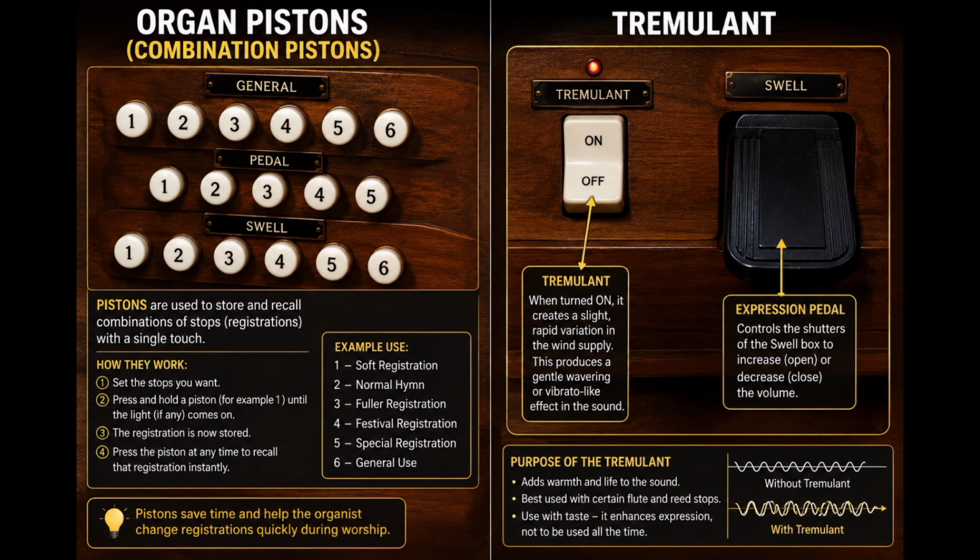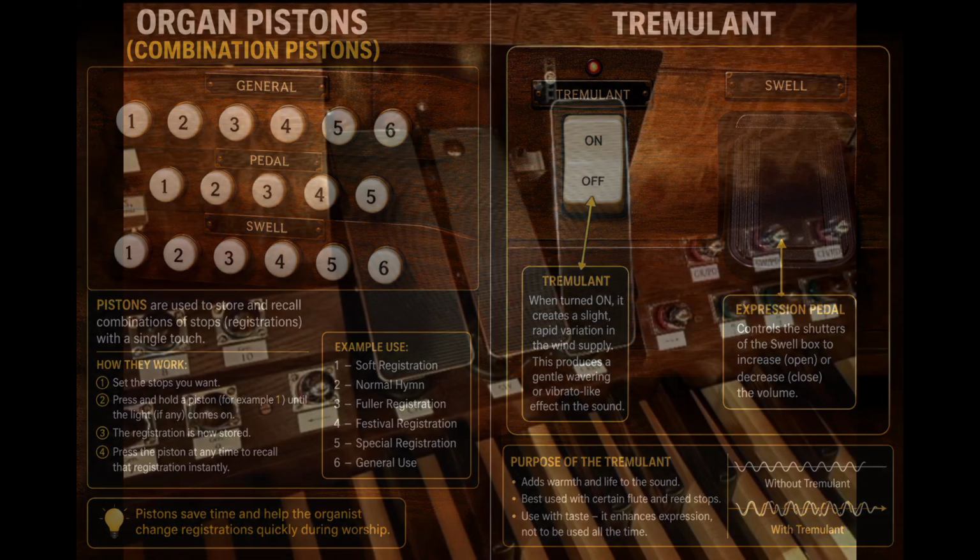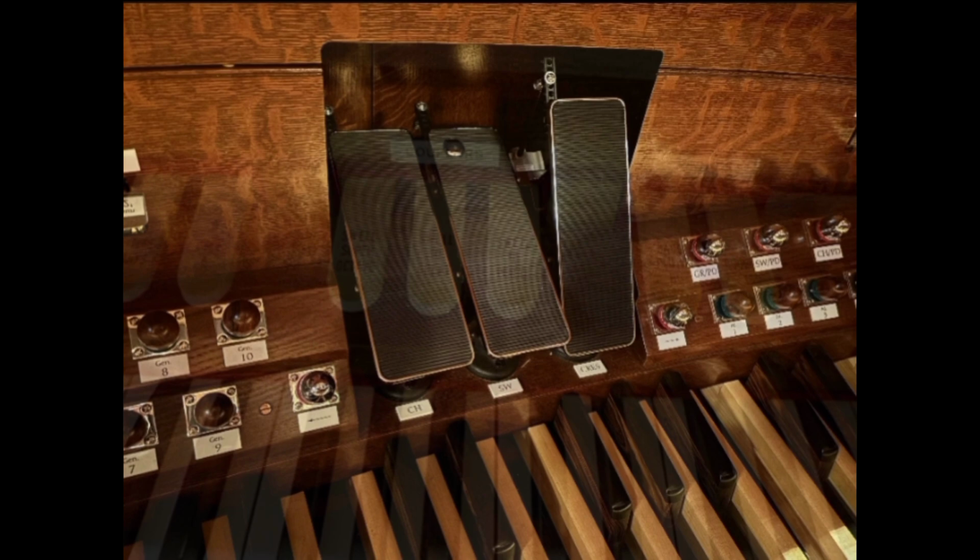Part 13. The tremulant. And finally we have the tremulant. The tremulant creates a controlled variation in the organ's wind supply, producing a gentle wavering or vibrato-like effect. It can add warmth and expression to certain sounds, particularly some flute and reed stops. However, it should be used carefully. The goal is to enhance the music, not to make the entire organ sound as though it is constantly shaking.